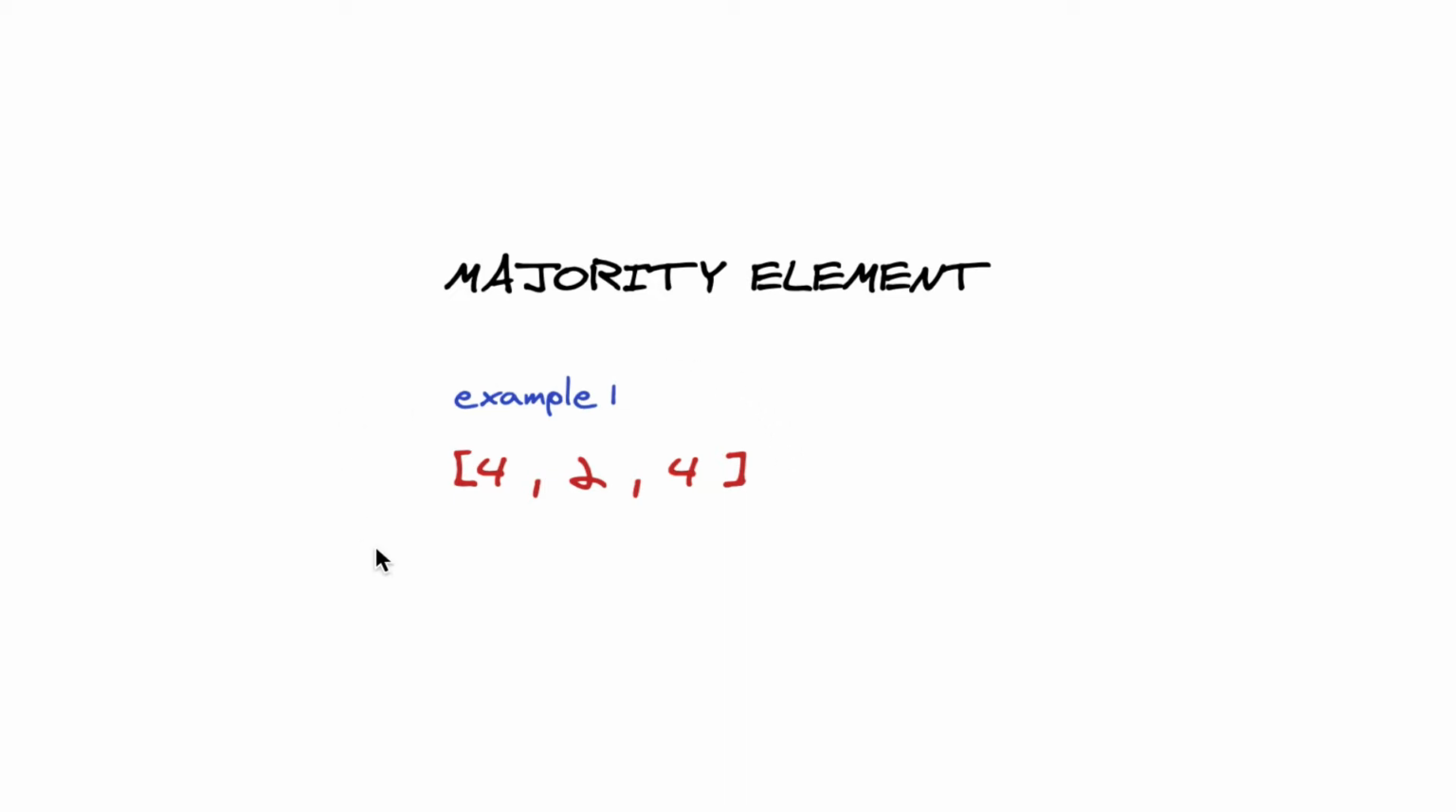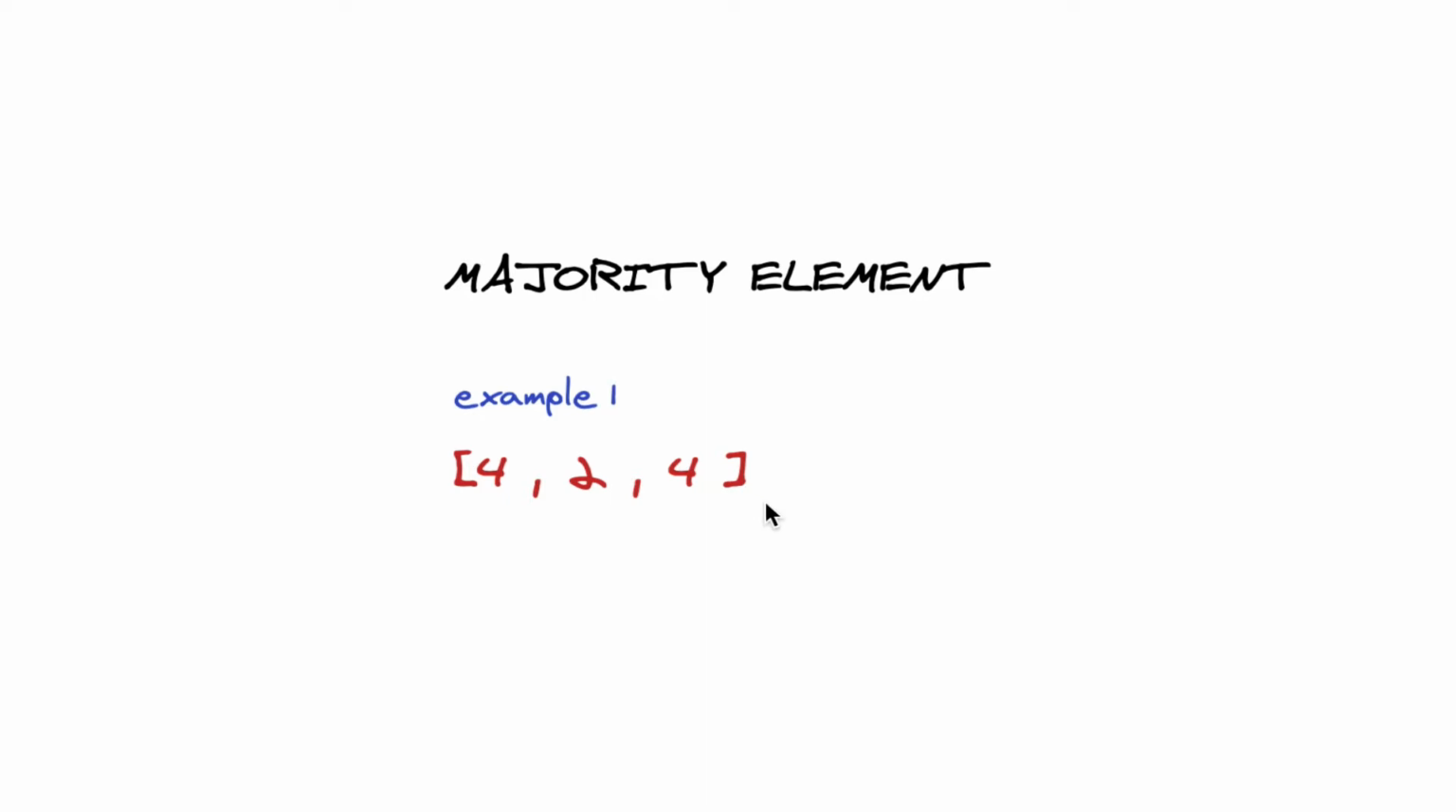So in this first example, we have a simple array with only 3 elements, 4, 2, and 4. We may assume that any input array we get is at least length 1, like in this case. So out of 4, 2, and 4, the majority element is clearly 4.